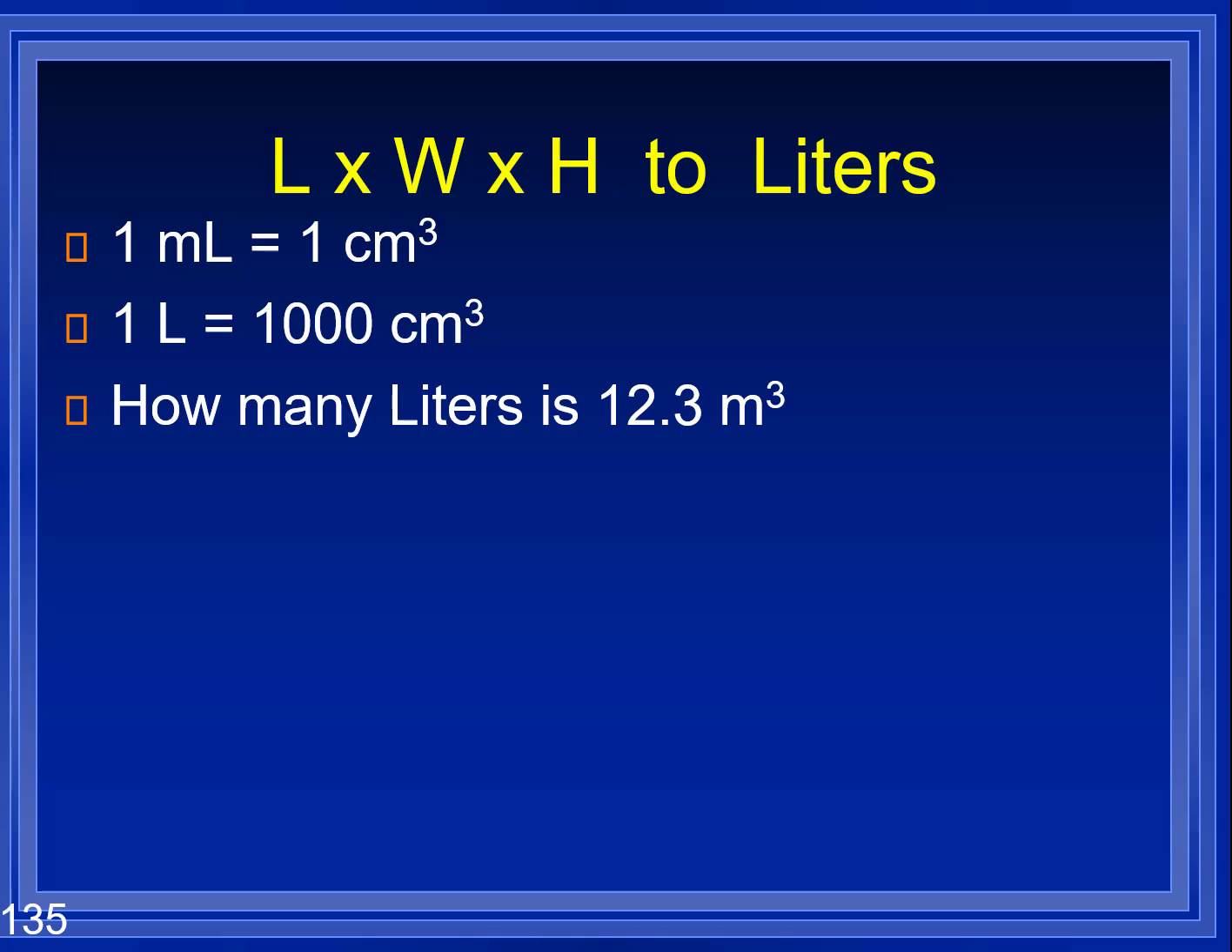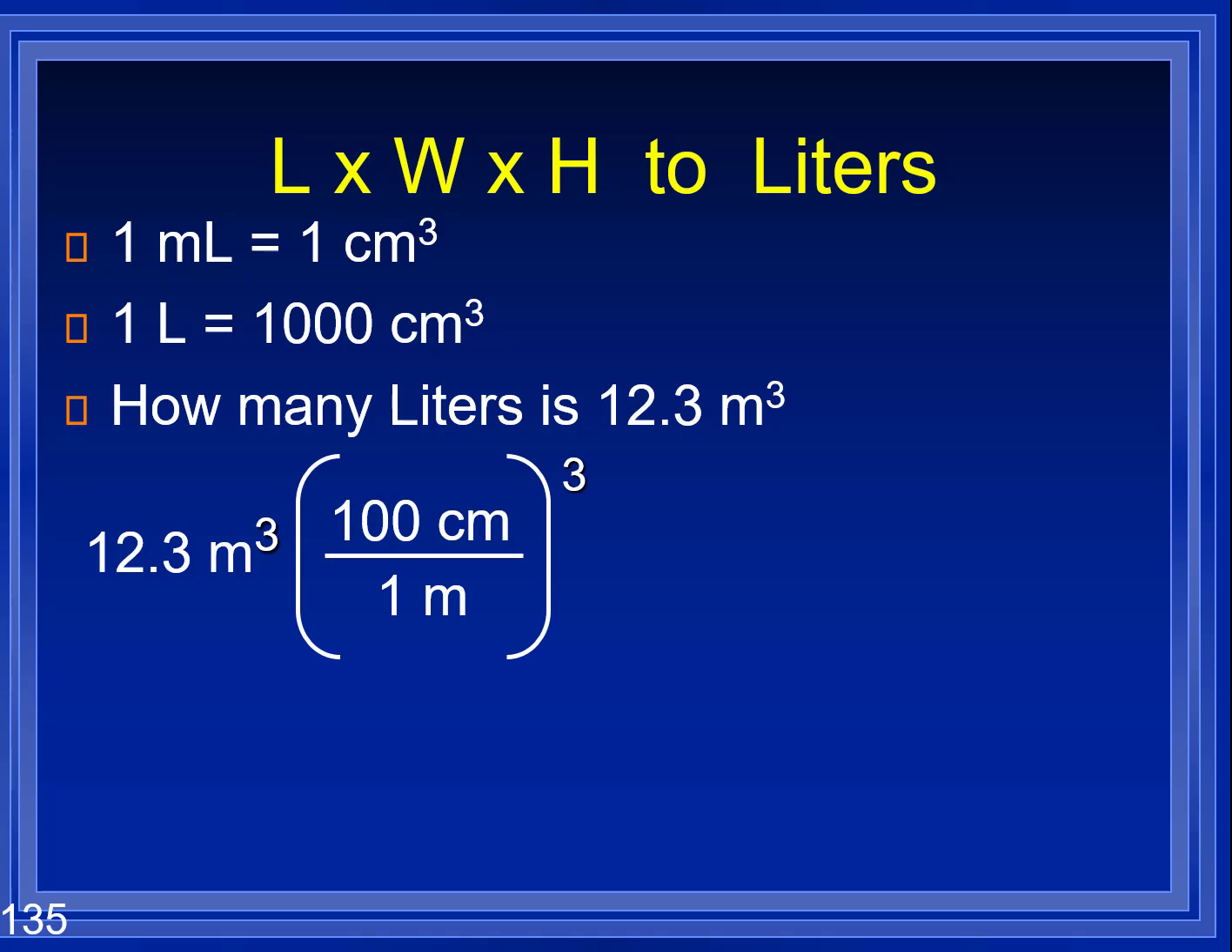Okay, so I write the 12.3. What unit do I want to get rid of? Meters. Where's it got to go? On the bottom. What can I turn meters into? Centimeters. I can put that prefix on. And we've used this a few times. So that gets rid of meters, changes into centimeters cubed. Okay. So those meters cubed are gone.